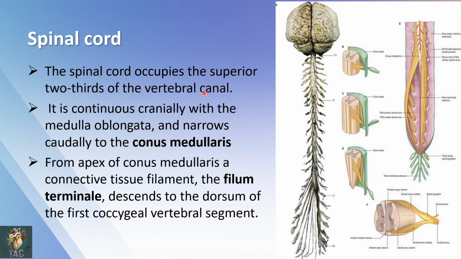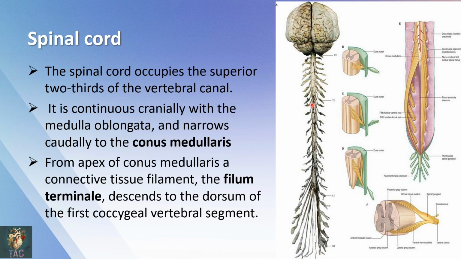So the spinal cord occupies the superior two-thirds of the vertebral canal. This is the longitudinal section, in which you can see it occupies the superior two-thirds of the vertebral canal. It is continuous cranially with the medulla oblongata and narrows caudally as the conus medullaris. From the apex of the conus medullaris, the connective tissue filament called the filum terminale descends downwards till the tip of the first coccygeal vertebra.